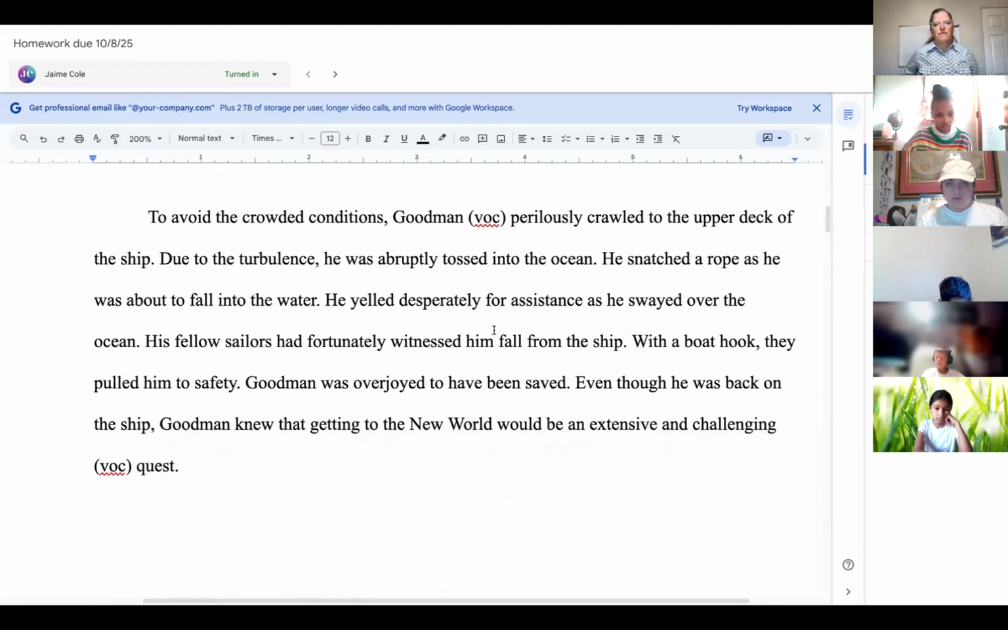To avoid the crowded conditions, Goodman perilously crawled to the upper deck of the ship. Due to the turbulence, he was abruptly tossed into the ocean. He snatched a rope as he was about to fall into the water. He yelled desperately for assistance as he swayed over the ocean. His fellow sailors had fortunately witnessed him fall from the ship. With the boat hook, they pulled him to safety. Goodman was overjoyed to have been saved. Even though he was back on the ship, Goodman knew that getting to the New World would be an extensive and challenging quest.